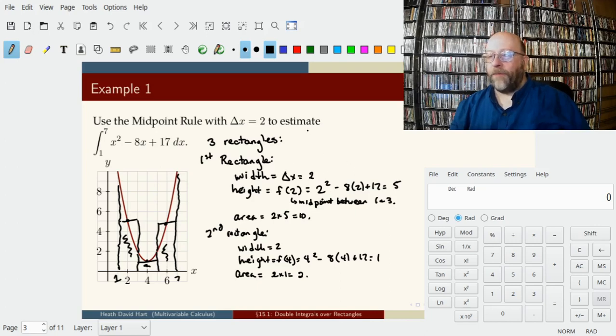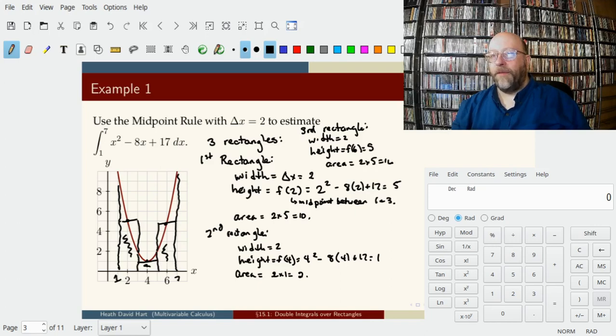So the third rectangle, the width is 2. The height is this time f of 6. And I'm going to leave out the calculations here. f of 6 is 6 squared minus 8 times 6 plus 17. And that's 5 again. And so the area is equal to 2 times 5, which is equal to 10. And so this region has an area that's approximately 10.